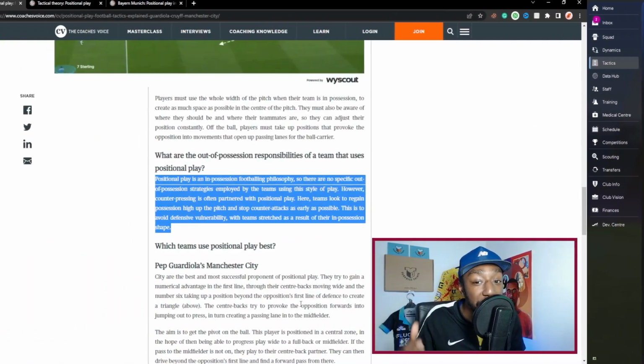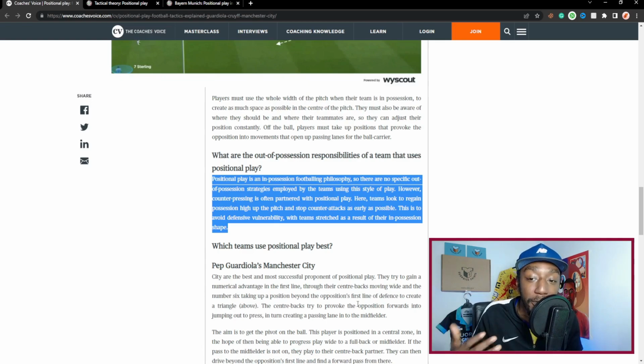Positional play is an in-possession football philosophy, so there are no specific out-of-possession strategies employed by the teams using this style of play. However, counter-pressing is often partnered with positional play. Here, the teams look to regain possession higher up the pitch and stop counter-attacks as early as possible. This is to avoid defensive vulnerability, with teams stretched as a result of their in-possession shape.